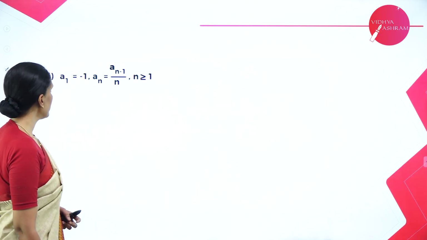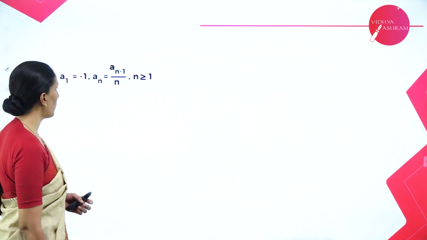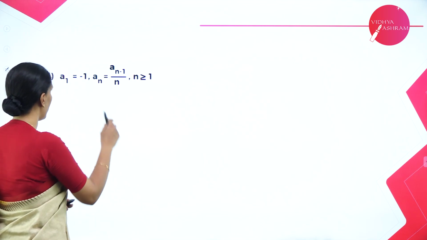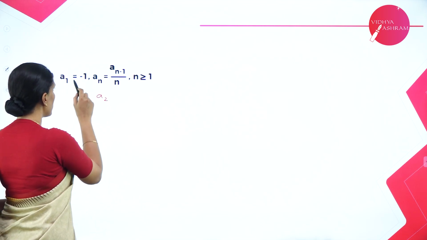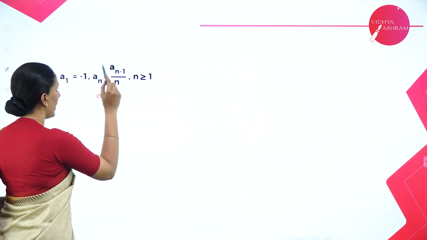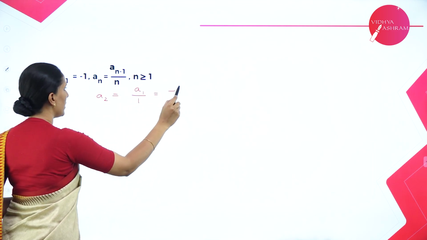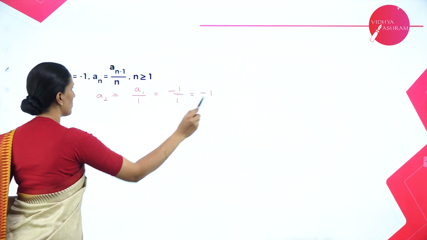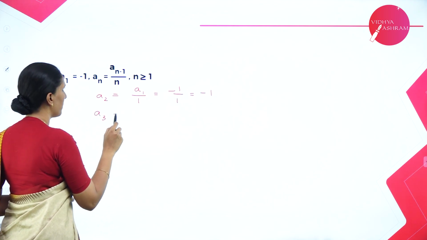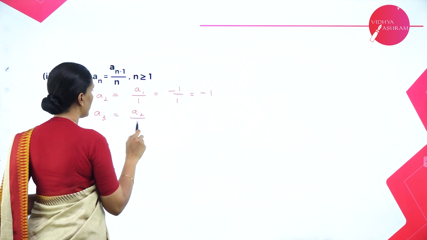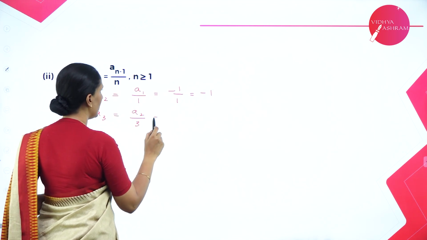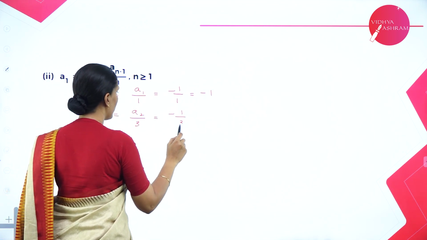Next one, a1 is equal to minus 1, a_n is equal to a_(n-1) by n. So let's take a2 because the first term is given. a2 means a1 by 1, which is minus 1 by 1, minus 1. a3 is a2 by 3 because n we have taken. a2 is minus 1, so a3 is minus 1 by 3.